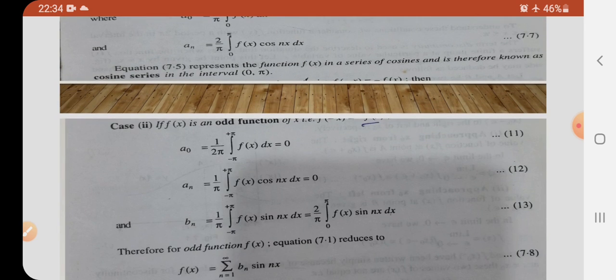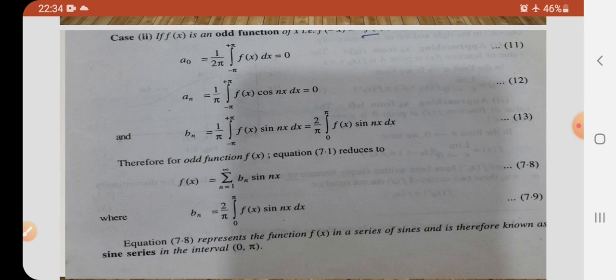Okay. Now the second case is when the function f(x) is an odd function, meaning if we put minus x in place of x, then we get f(-x) equals minus f(x). Then the function is called an odd function. For this function, the values of the coefficients a_0 and a_n are 0, and we have only b_n equals 2 upon pi, integral from 0 to pi, f(x) sin nx dx.